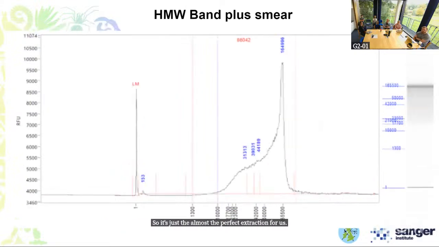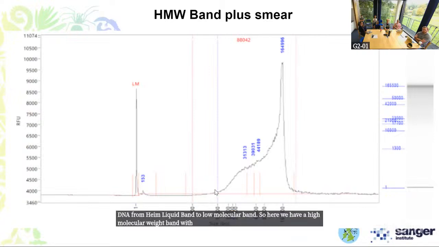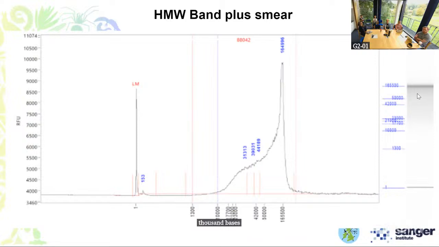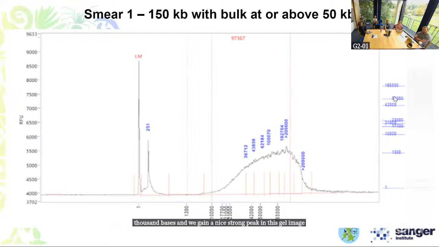But then we get all different types of DNA, from high molecular weight band to low molecular weight band. So here we have a high molecular weight band with a smear, still a very good profile. The average fragment size is sitting at about 88,000 bases, and we gain a nice strong peak in this gel image.